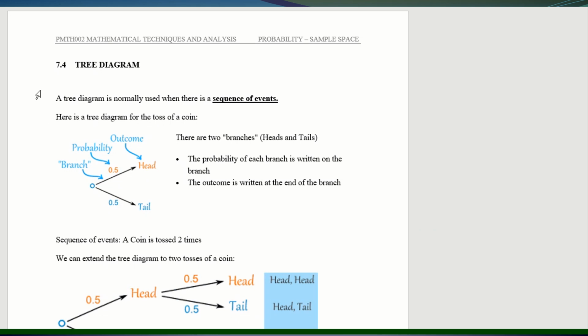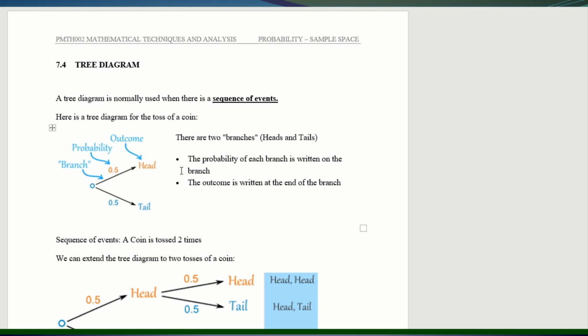Tree diagram, you have done this in school before. There's just a little bit different now. You have to follow the rules here. You will have the branches. This is what a tree diagram is. It follows the sequence of the event. The two branches here are for when you toss the coin. What are the possible outcomes? Head or tail, right? What's the probability you get head? 0.5. What's the probability you get tail? 0.5. You must write your probability on the branch and the outcome at the end. It must be in this format. You don't go and write it in any other way.